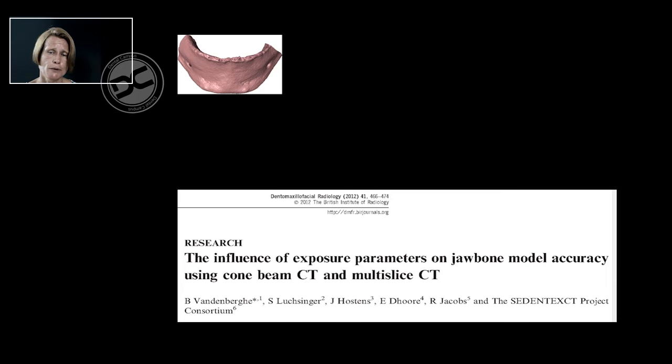What is important to consider when you talk about navigation, pre-surgical planning, and CAD/CAM is the fact that you also have to work with the jawbone model. And such a model should have an accuracy which needs also to be checked. And in 2012, Van den Berge et al. published a paper where he compared the model accuracy of cone beam CT and multi-slice CT.